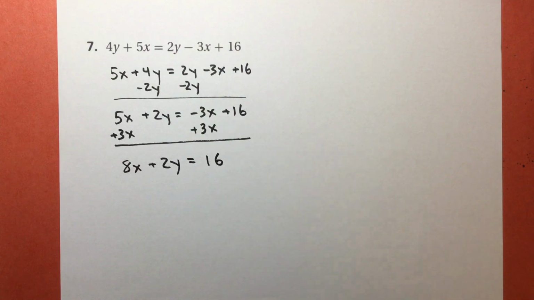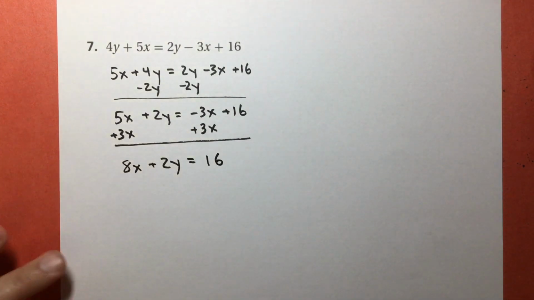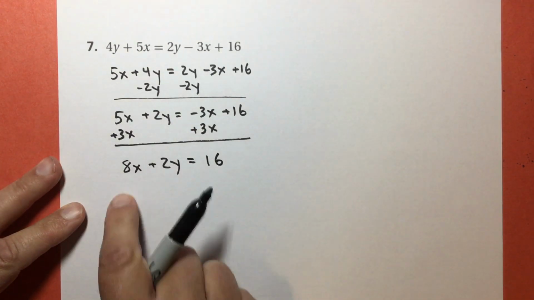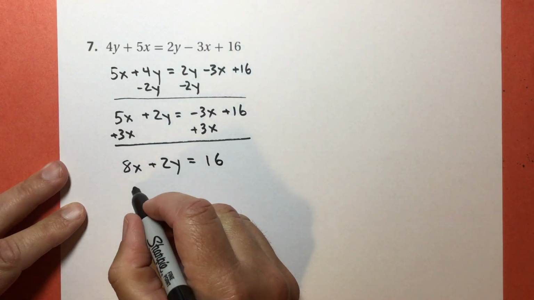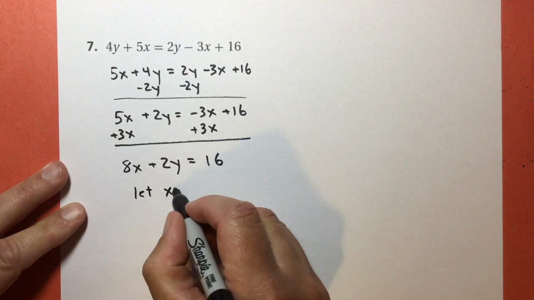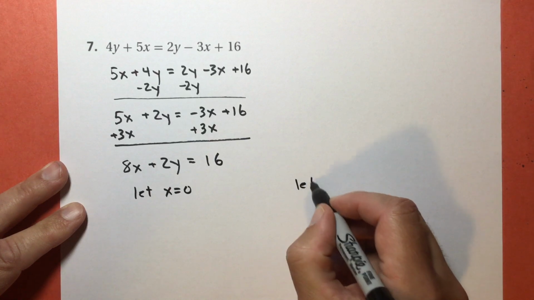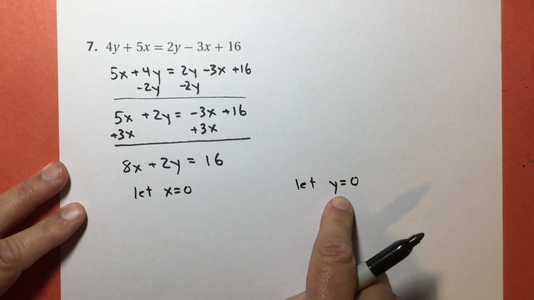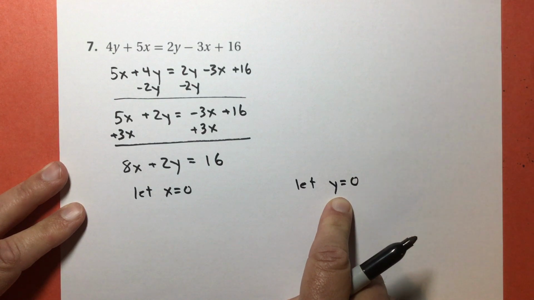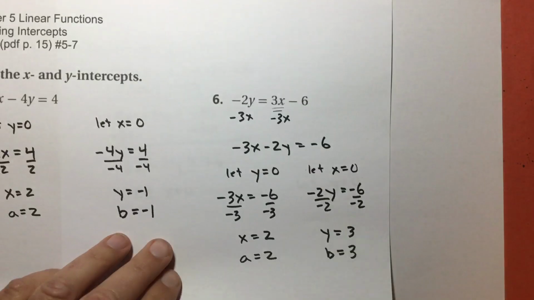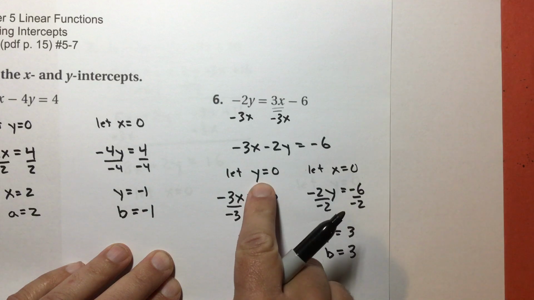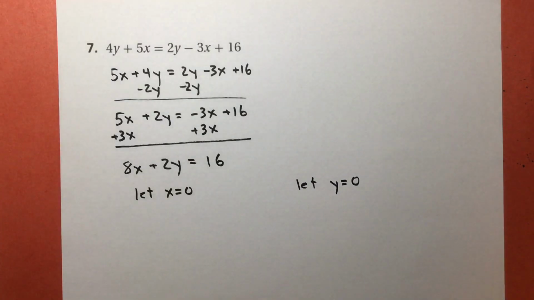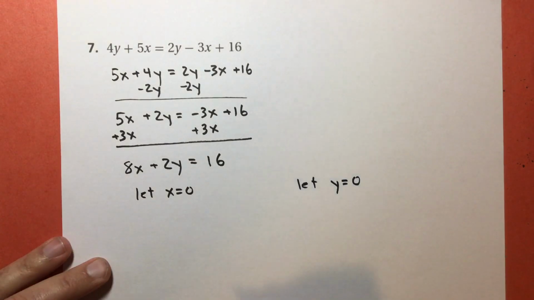So after a couple of moves, now I have this in standard form, and I can do what I've done for the rest of the time. I'm going to let x equal 0, and I'm going to let y equal 0. This will give me the y-intercept. This will give me the x-intercept. Hey, you're probably wondering, that's not what you did last time. You did the x-intercept first and the y-intercept. It doesn't matter. I did that on purpose.